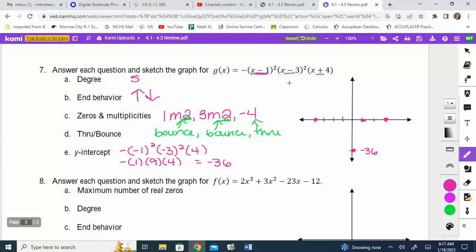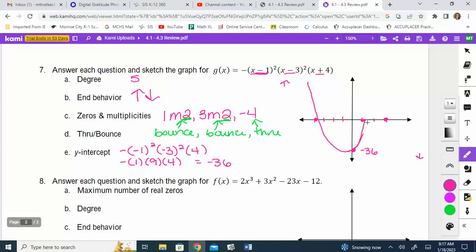We know the graph should start up and end down. It should be curved, no zigzags. You can't cross the axis anywhere except where we have points here. So we're going to come down and hit the negative 4. And what does my graph do at negative 4? It crosses, or goes through. Okay, we have to hit the y-axis at negative 36.